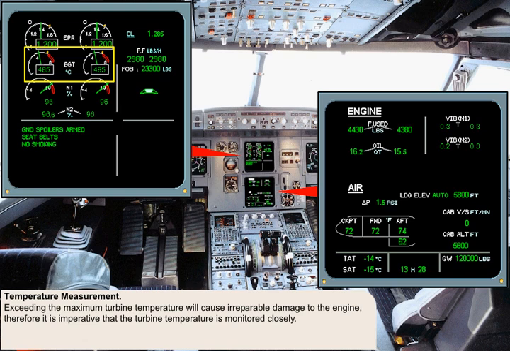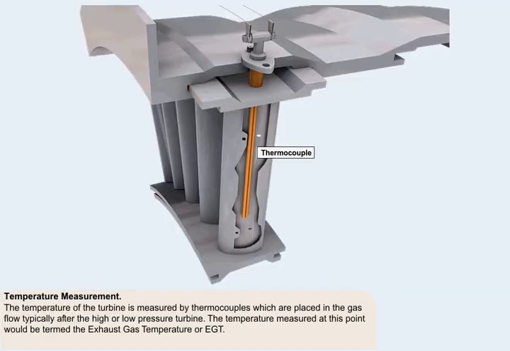The maximum temperature that the turbine assembly can withstand limits the thrust or power available. Exceeding the maximum turbine temperature will cause irreparable damage to the engine. Therefore, it's imperative that the turbine temperature is monitored closely. The temperature of the turbine is measured by thermocouples, which are placed in the gas flow somewhere in the turbine assembly, typically after the high or low pressure turbine. The temperature measured at this point would be termed the exhaust gas temperature, or EGT.